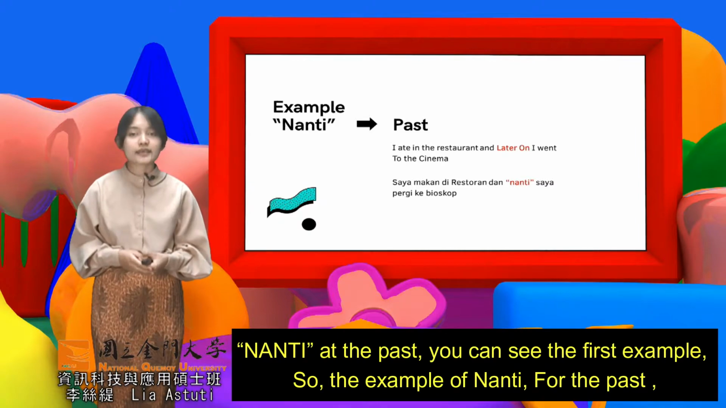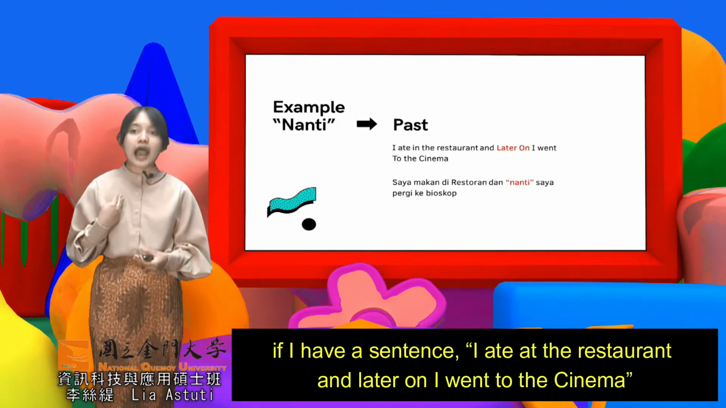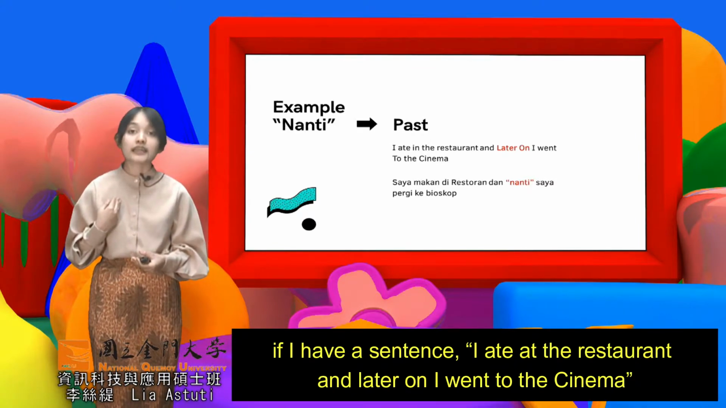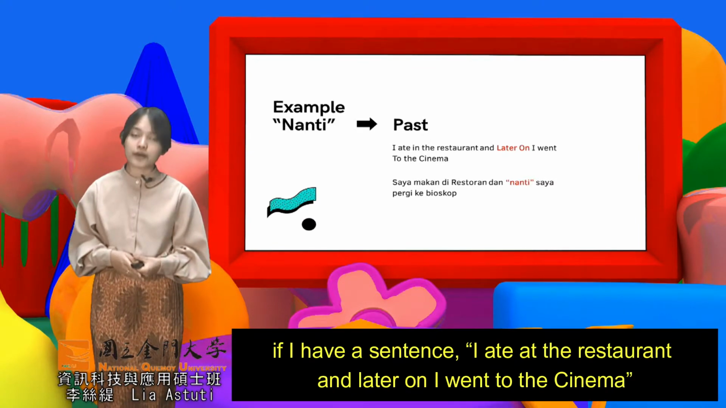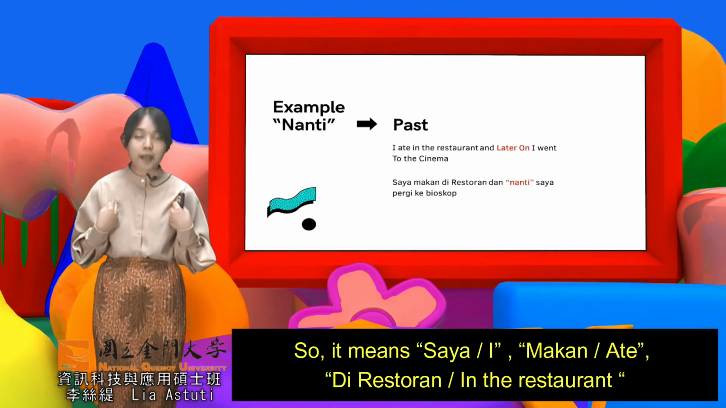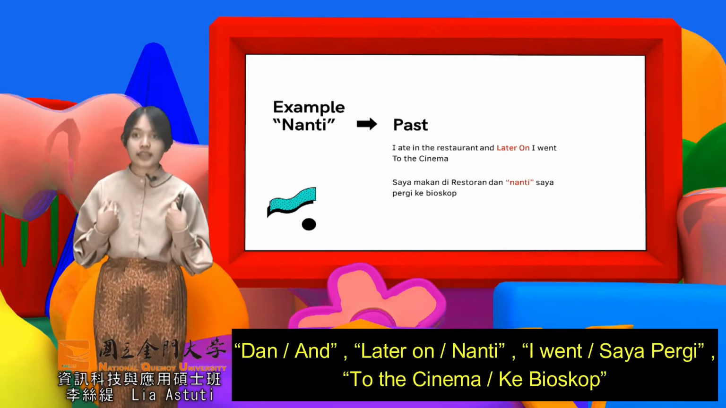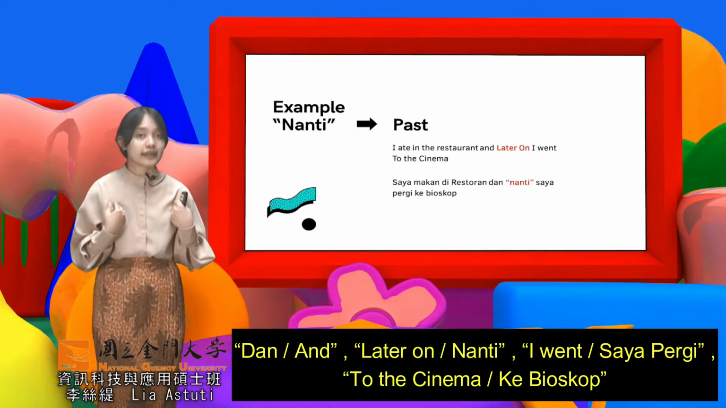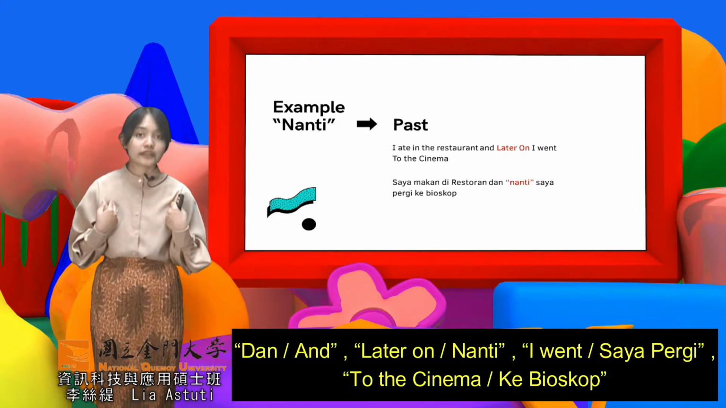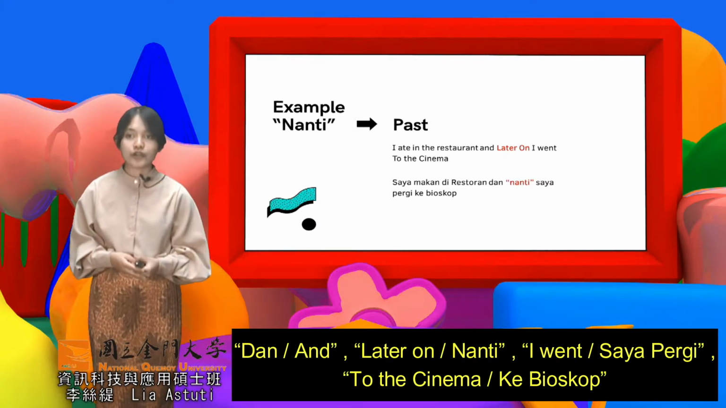So, the example of nanti for the past. If I have a sentence, I ate in the restaurant and later on I went to the cinema. So it means saya or I, makan or ate, di restoran or in the restaurant, dan or and, later on or nanti, I went or saya pergi to the cinema or ke bioskop.